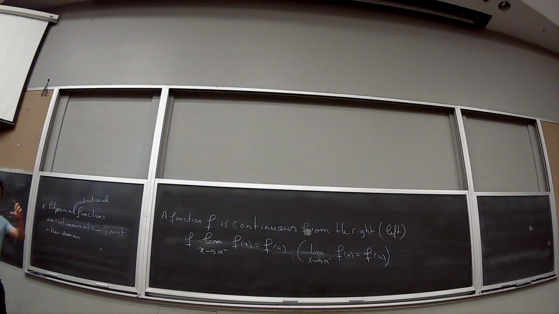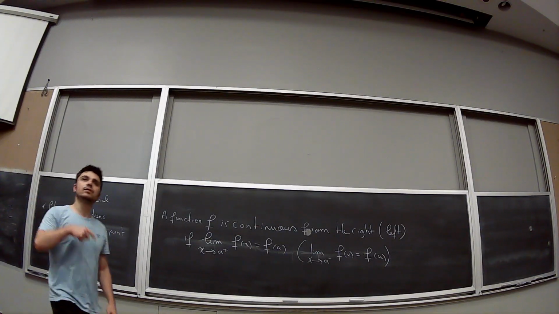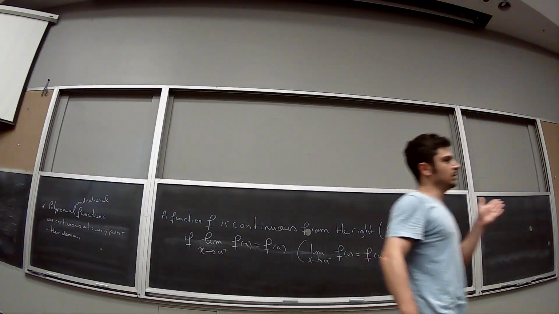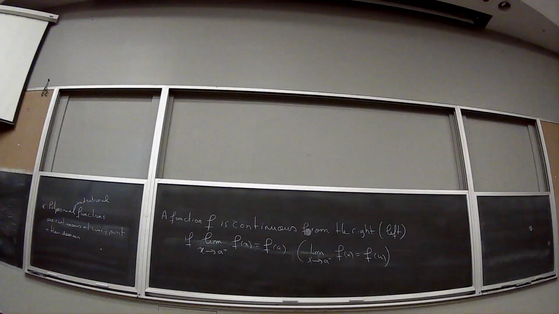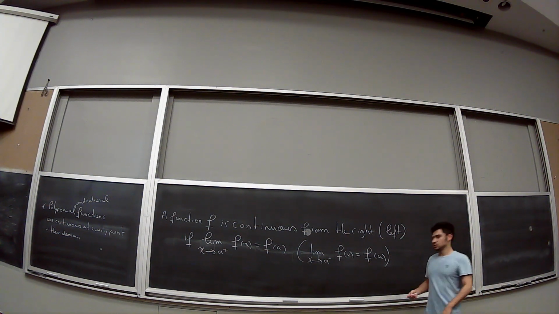Now it's important, if you have a function, for example, like the square root of x. Square root of x is only defined on one side of 0, right? It's defined on the right side of 0. So if you want to talk about continuity at 0 of square root of x, what definition do you need? You really need this definition.